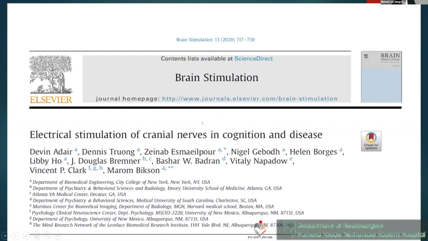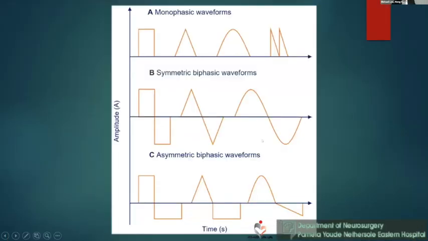I think this paper is a good paper for the trainee to study. It talks about all the basics of electrical stimulation of cranial nerves. So let's talk about the stimulation first. By applying electrical stimulation, we can mean many things.